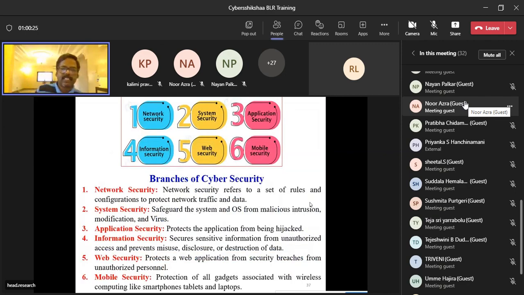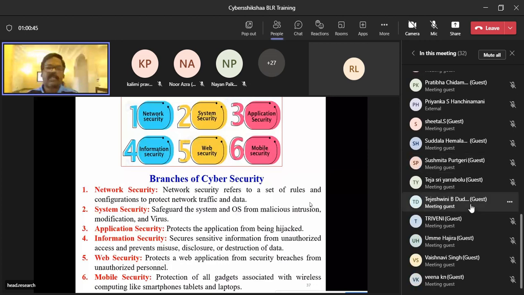So there are branches of cyber security. You can call them the 6 major branches of cyber security. Network security refers to a set of rules, regulations and configurations to protect network traffic and data. How you are protecting data at the network level. Then system security. System security means at the system level, server level or host level, how you provide security for the operating system from malicious intrusion, modification and viruses.